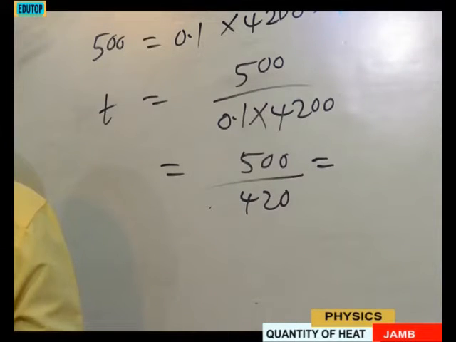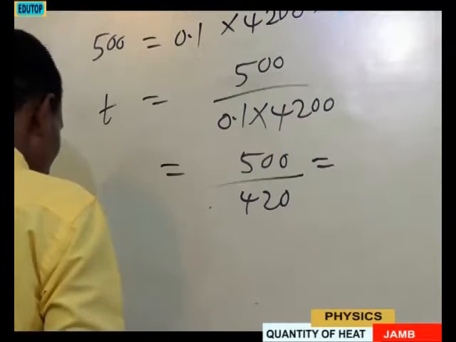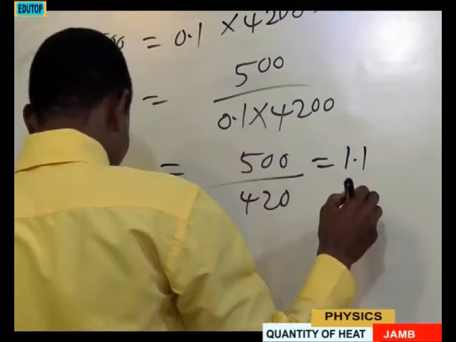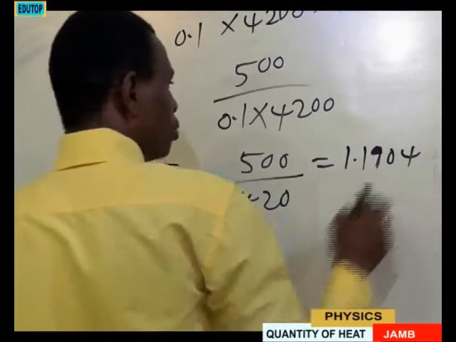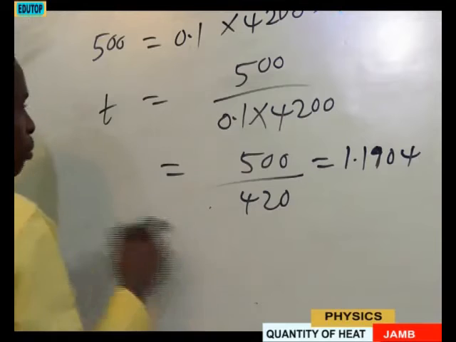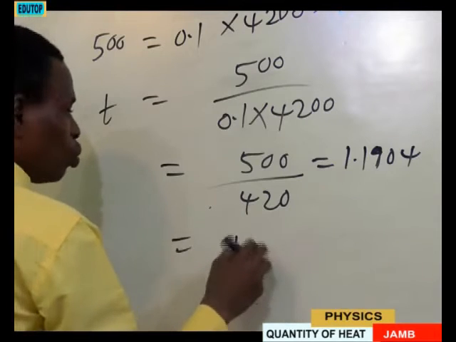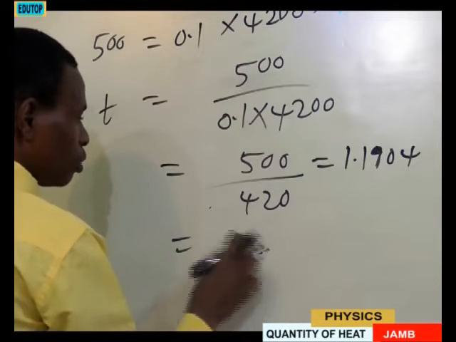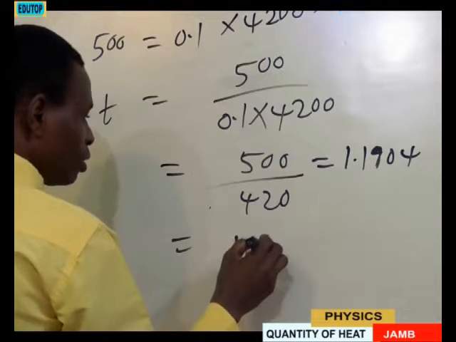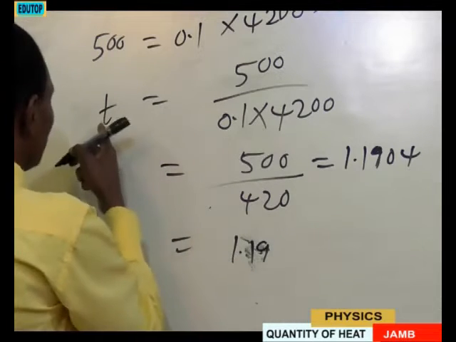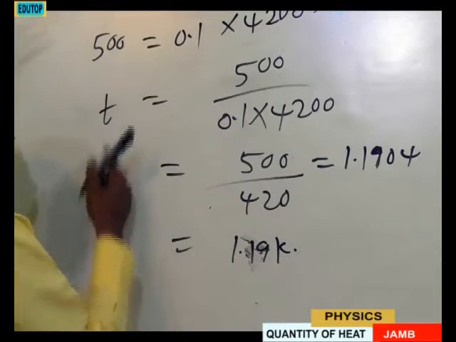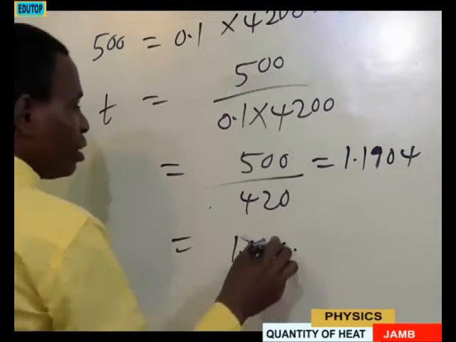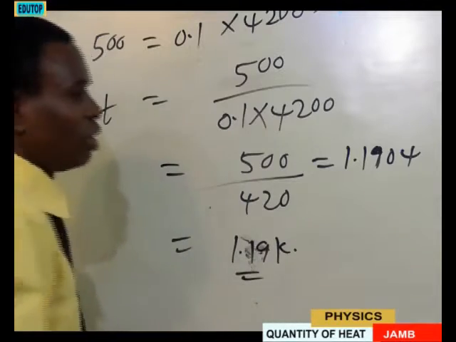500 by 420. We are going to have 1.1904, and that is the temperature, approximately 1.19. The temperature should be in what unit? Kelvin. That's the unit of temperature, 1.19 Kelvin.